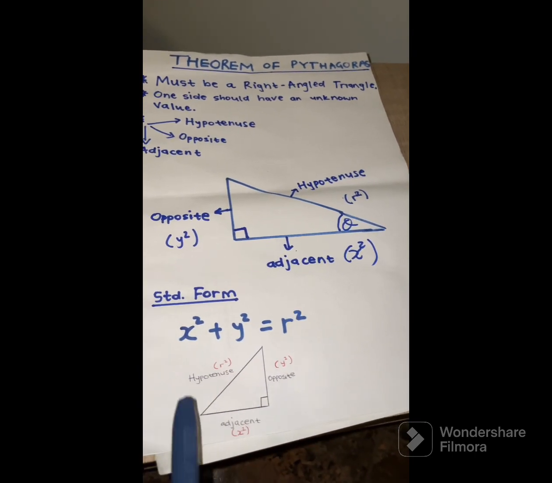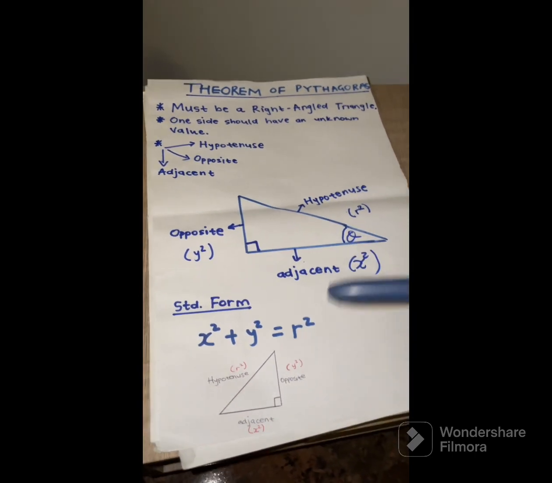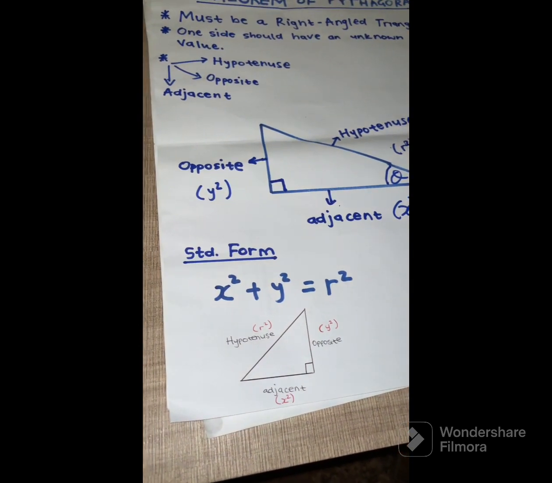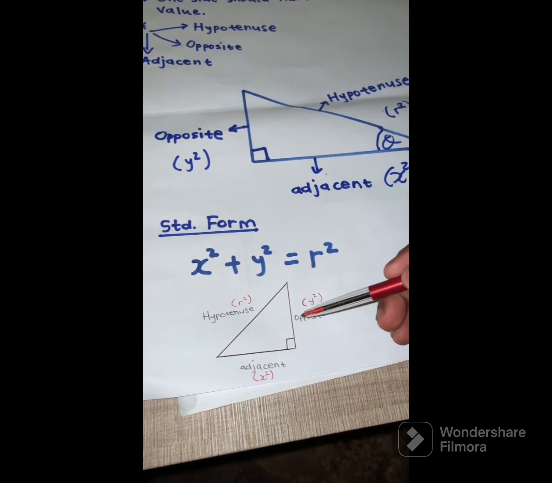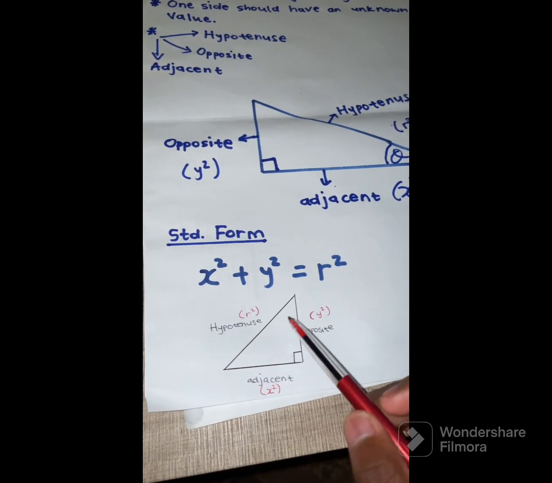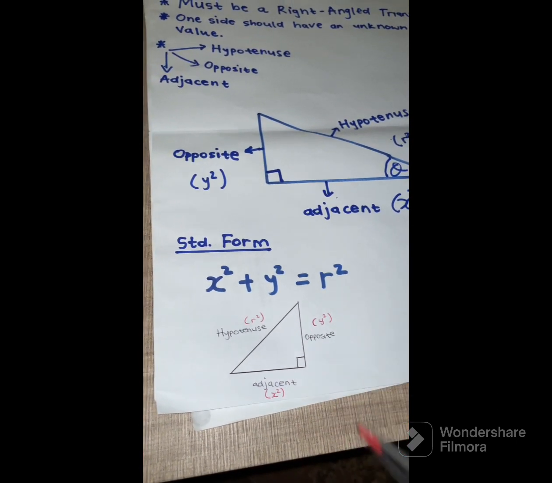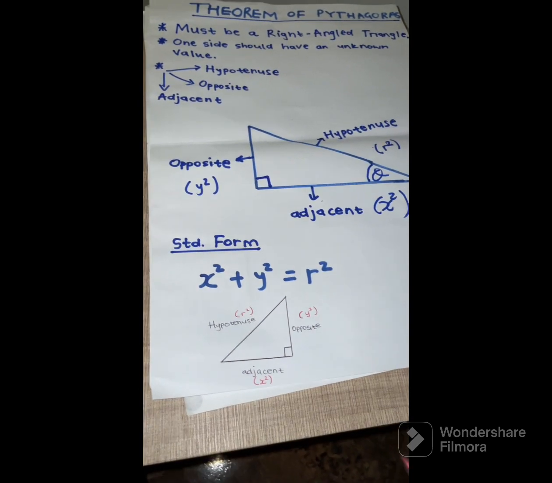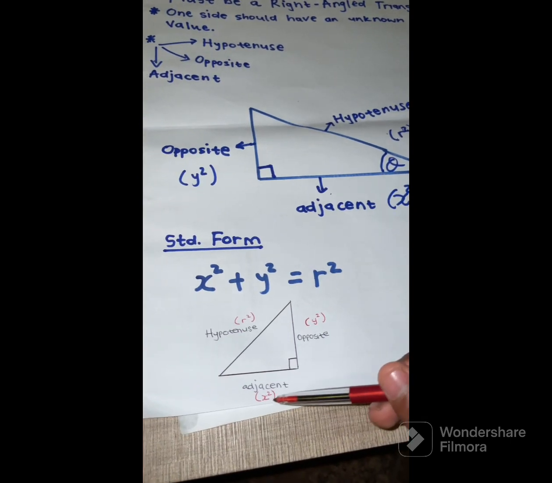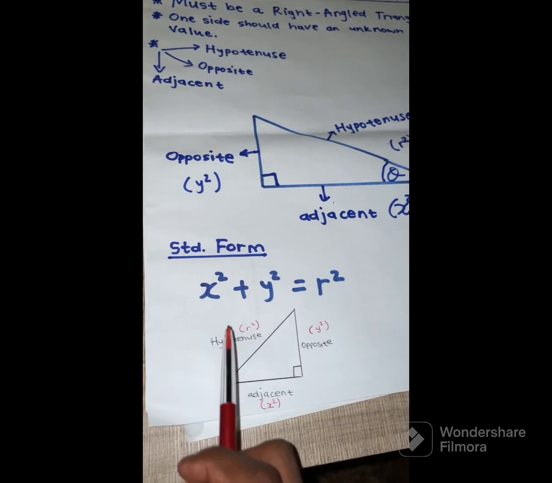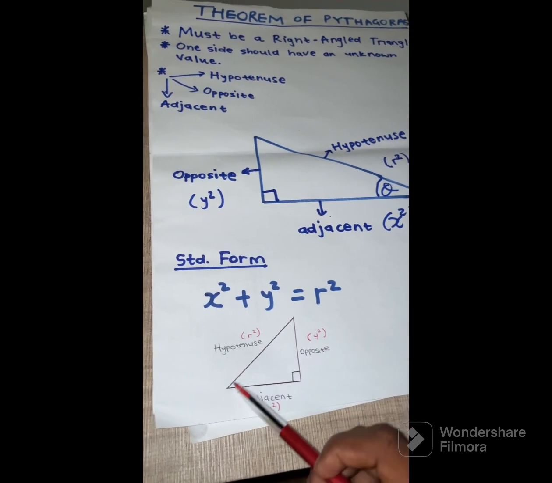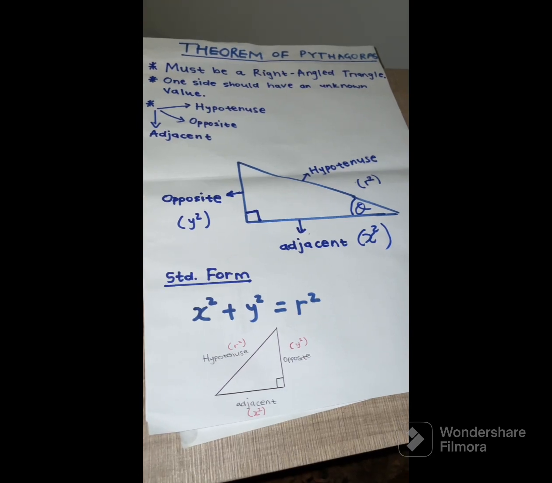I thought you guys wouldn't see the small diagram, but it seems quite clear. So you have your opposite side, and your adjacent side, which is below this 90-degree angle, and then you have your hypotenuse side, which is the longest side. So the longest side is r squared, the opposite side is y squared, and the adjacent side is x squared. You just say this side squared plus this side squared is equal to this side squared. That's just it.